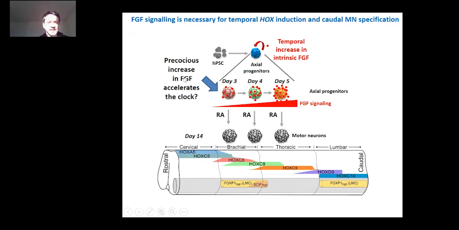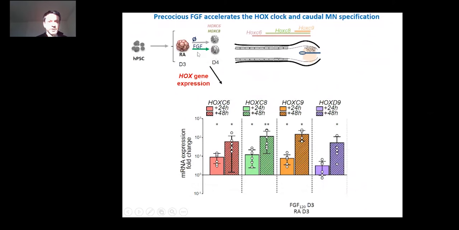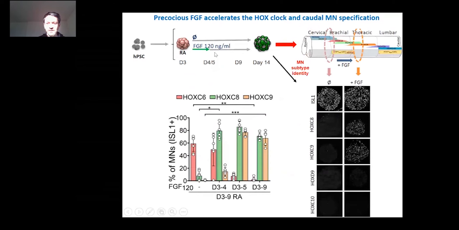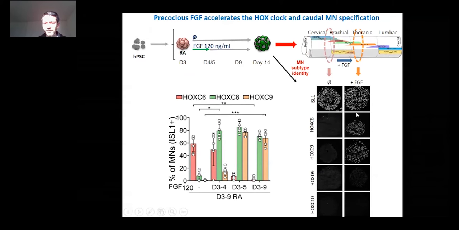So we then wondered whether exogenous FGF could accelerate this clock. So we exposed these day 3 progenitors to exogenous FGF and monitored the expression of Hox in axial progenitors, and we observed that it actually induces Hox expression, so promotes the expression of total Hox in axial progenitors, and consequently leads to the generation of more caudal motor neuron subtypes, such as thoracic motor neurons, and this was quantified here, as you can see.